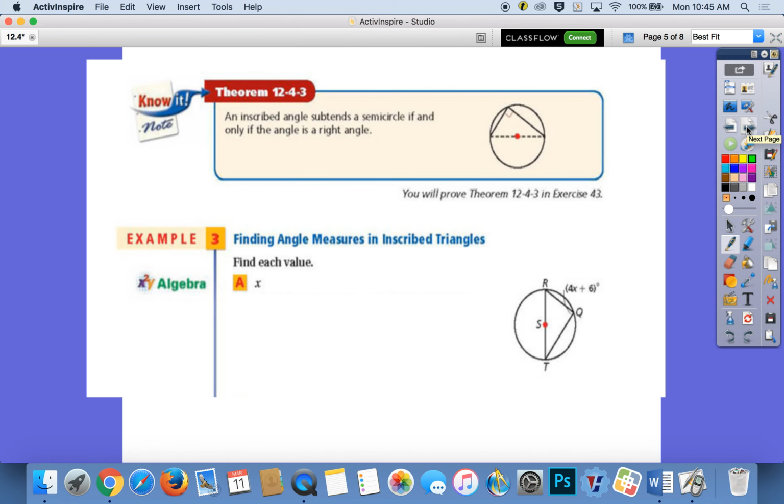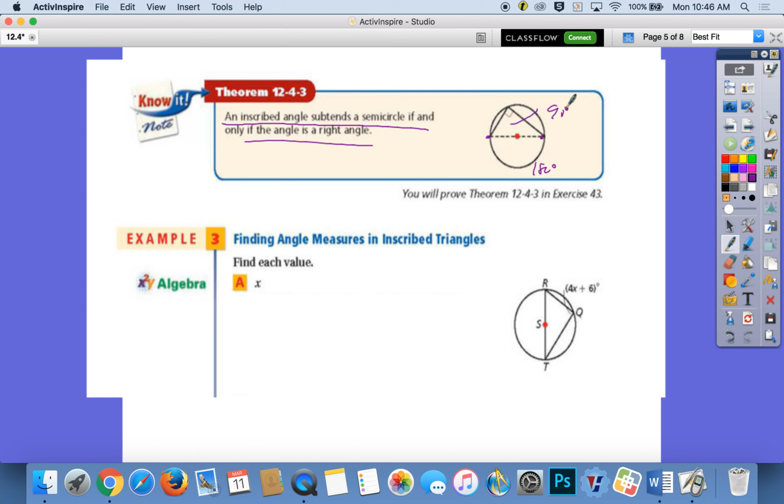All right, so this one, guys, we're dealing with our semicircles. An inscribed angle subtends a semicircle if the angle is a right angle. Well, let's think about that. How many degrees are in a semicircle? 180 degrees. So the intercepted arc is going to be 180 degrees, making the angle half that, which is 90 degrees. So you could have figured that out without me even telling you this. We're going to use that.